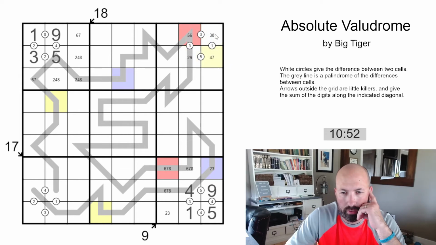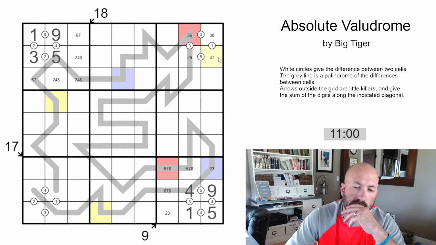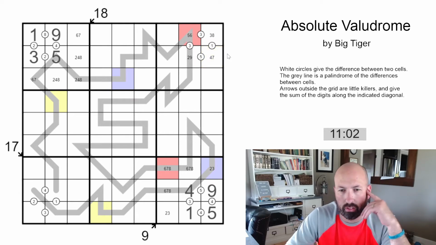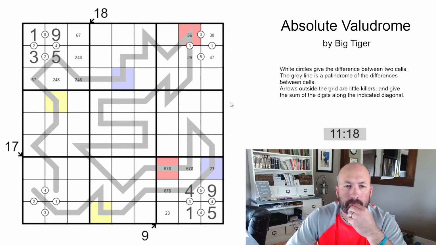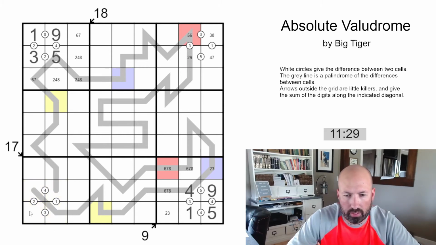8, 5, 2, 7, or 3, 6, 9, 4. I think those are the options. Yep, and those both seem to work. These two are going to be the same as that, so it's either a difference of 1 or 2. Okay, it's got to be something with these 4 down here. Let's look at these again.